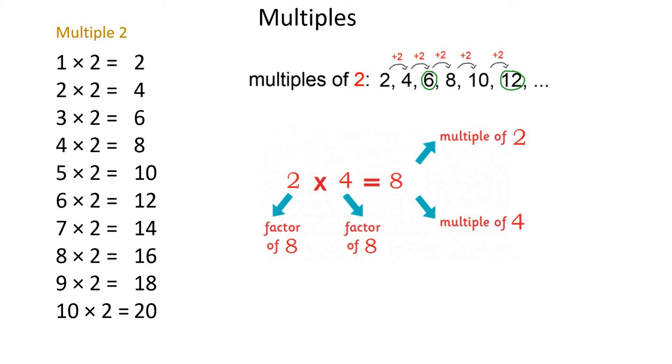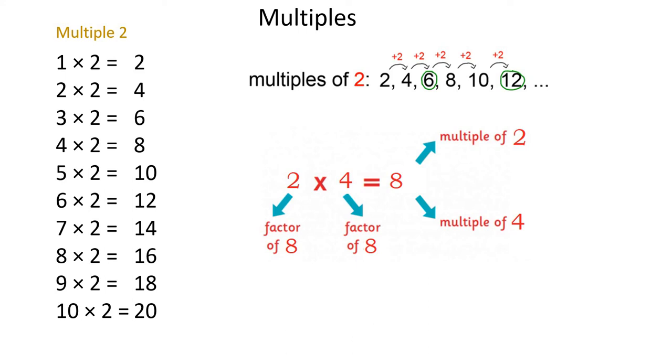Now, remember that 8 is a multiple of 2, and 8 is a multiple of 4, okay? Because we can find it on the times table for 4 and 2. Now, look at number 2, we call it a factor of 8, and number 4 is a factor of 8, okay? So you have here a new concept, a new word you need to learn: factor and multiple, because we're going to use these words a lot.